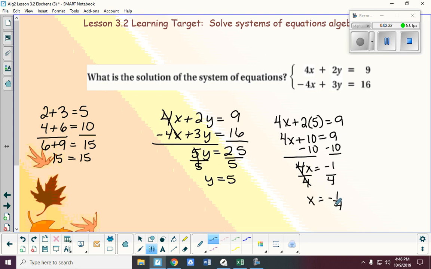And if you substitute back into the original equations, 4 times negative 1/4 would be negative 1. 2 times 5 is 10. Yep, that gives you 9. Negative 4 times negative 1/4 would be a positive 1. 3 times 5 is 15, and yes, that gives you 16.